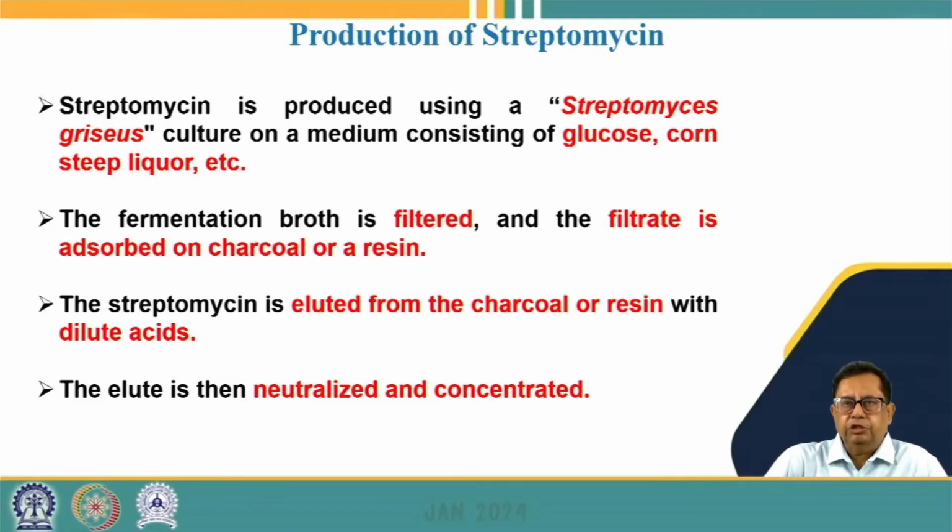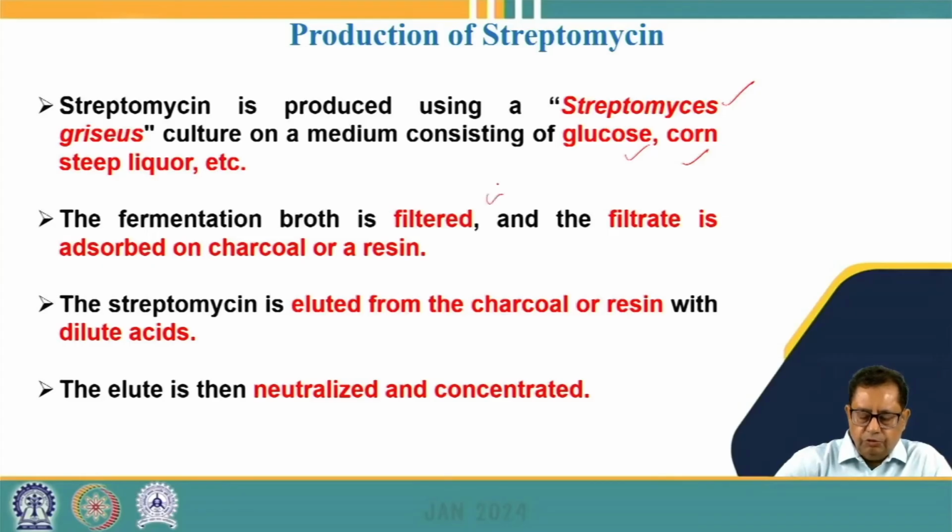The production of streptomycin also uses similar processes as we have seen in the production of penicillin. Here the species Streptomyces griseus is used for the culturing of streptomycin. The culture media may contain a lot of glucose, corn steep liquor, and other substances, for example micronutrients, growth factors and other growth requirements, which should be added into the culture.